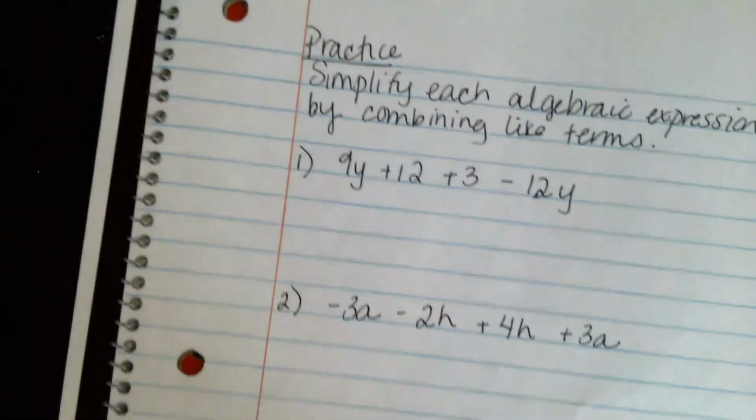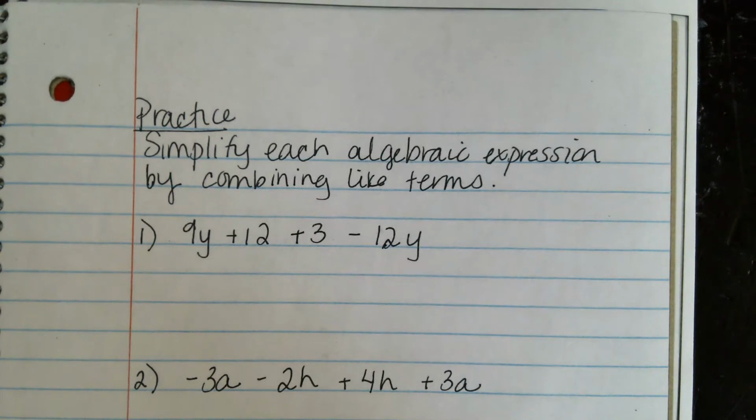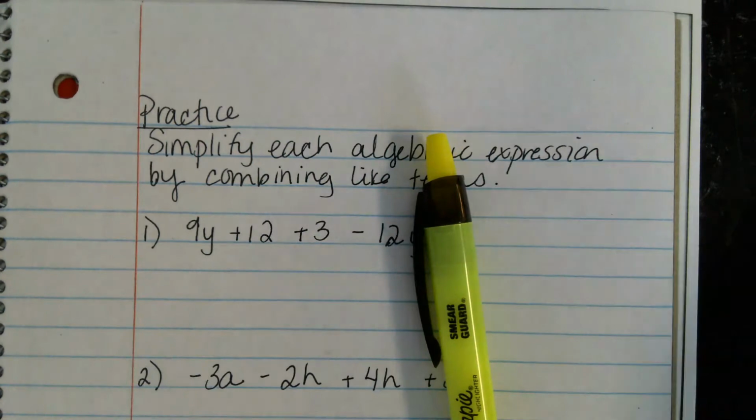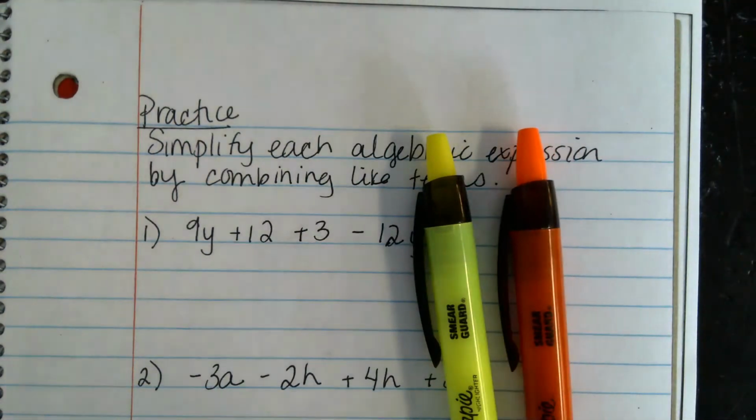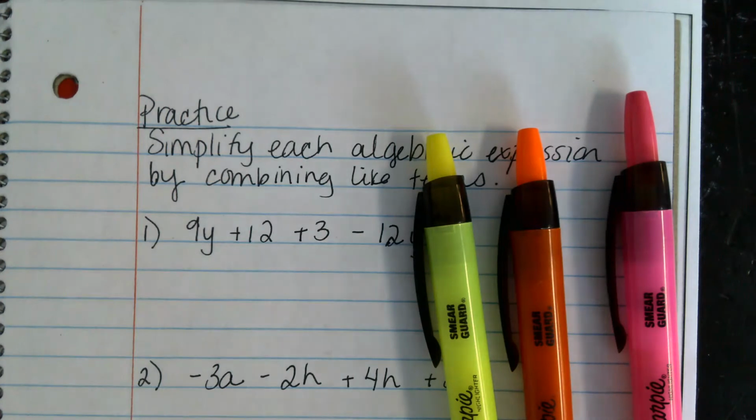So our first set of practice problems looks like this. We are going to begin by combining our like terms together. Now, one of the easiest ways that I can suggest to you to do this is by getting out a couple of different colors of highlighters. So like I showed you earlier, I've got a yellow, I've got an orange, and I got a pink. So when I go through and I'm trying to figure out what do I combine with what, we can use the colors to help us.